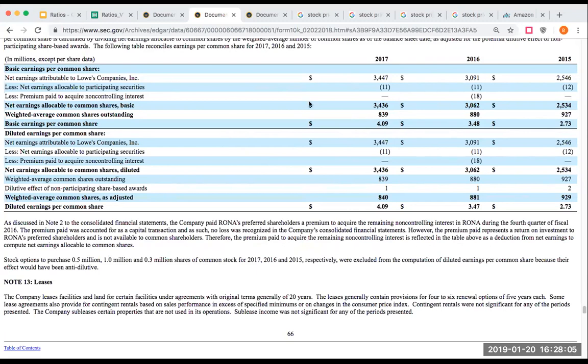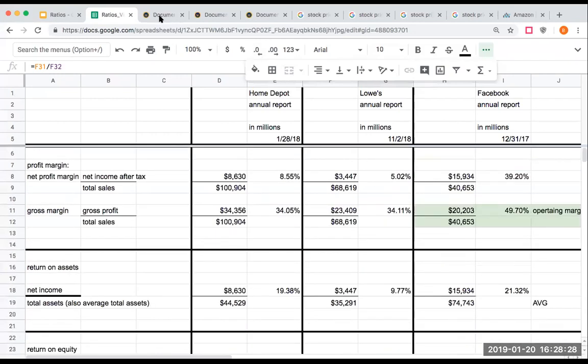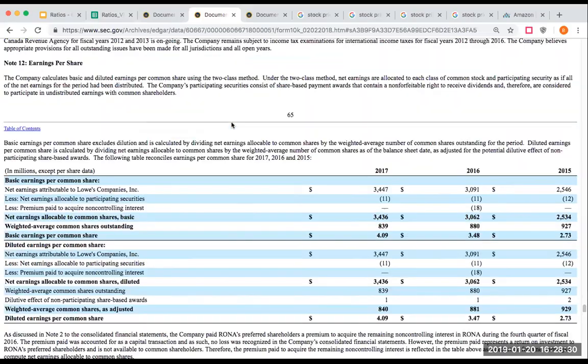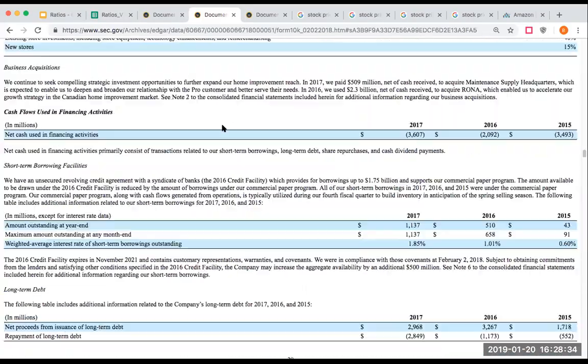Okay. So it says right here that my net earnings applicable to common shares are 3.4 billion. Weighted average common shares outstanding, 839 million. So right here, my earnings per share is roughly $4.11. And this is for the year ended. Let's make that correction. This is going to be here for the year ended.